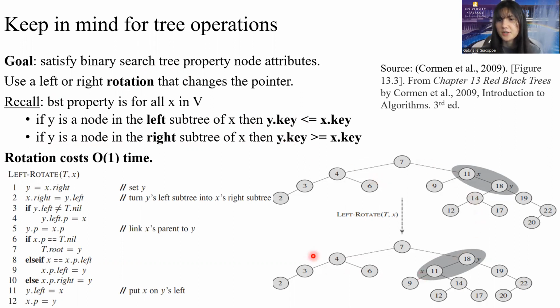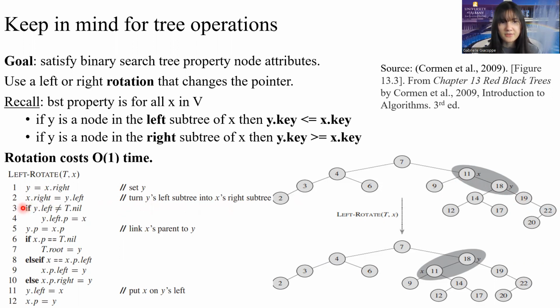So let's say we have this tree here on the right, and we have node x and node y. Node y is equal to 18, node x is 11. And we want to perform a left rotation. How we do a left rotation in the pseudocode on the left is that we're setting y equal to x.right and essentially turning y's left subtree into x's right subtree.